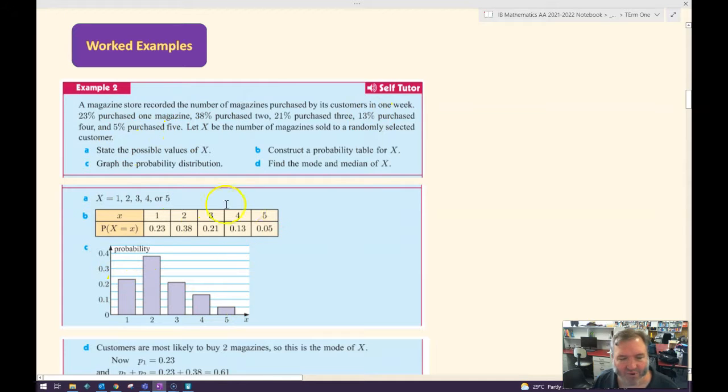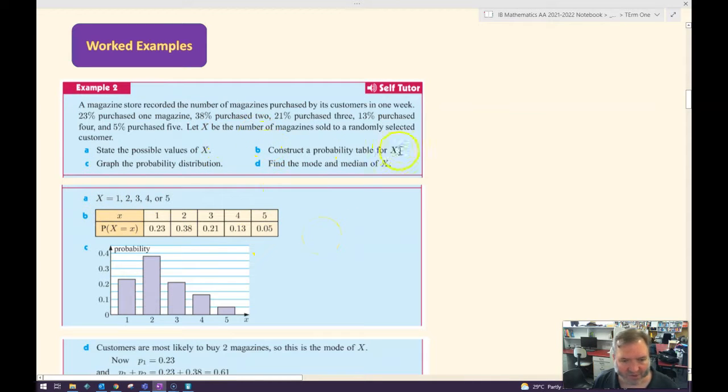Is this a probability distribution? What are the things we need to check? There are always 2 things we need to check. First, you need to make sure that the sum of the probabilities adds up to 1. Let's have a go. 23 and 38, 61, 82, 95, 98, 100, so 1.00. That's looking pretty good. Second thing you need to do, make sure none of the probabilities are negative. None of them are negative here, so we are good to go. This is definitely a probability distribution.